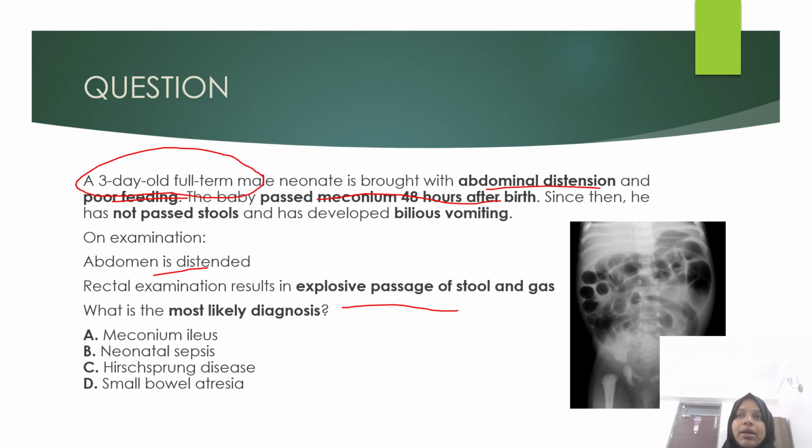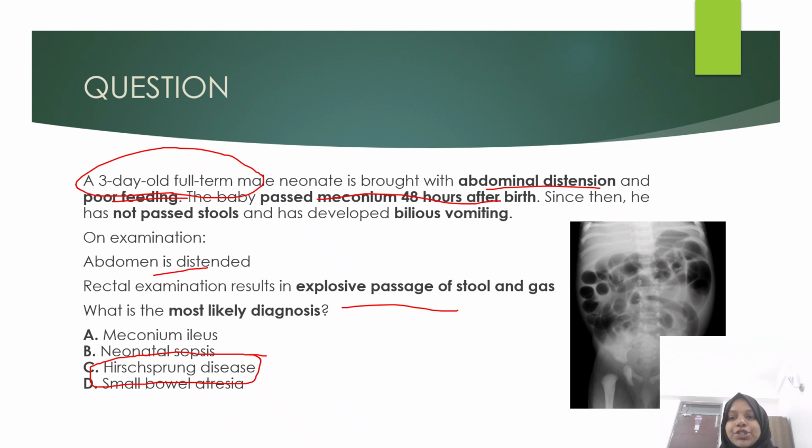The child would be too floppy and there will be fever, right? Hirschsprung disease, small bowel atresia. Small bowel atresia means something like duodenal atresia. In duodenal atresia, you get a double bubble sign, right? That is not what we see in this erect X-ray, so that is unlikely. Here, the most likely diagnosis is what?